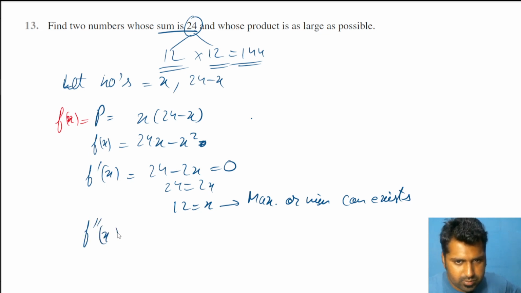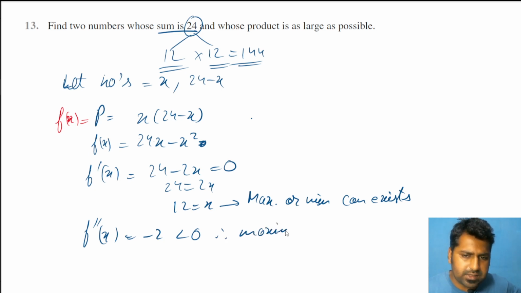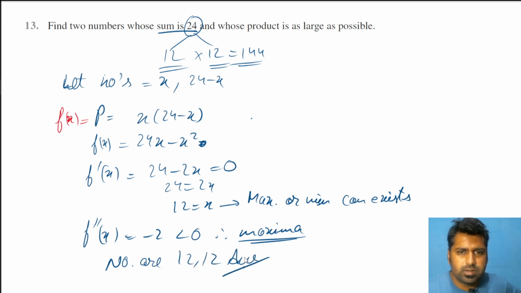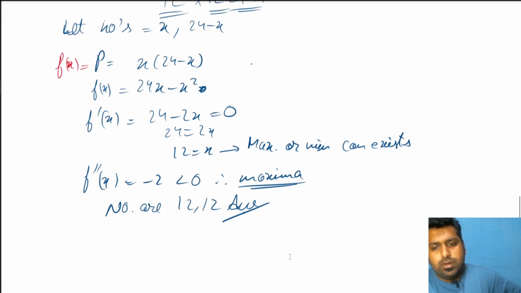F double dash x, what's coming out to be? If we differentiate this one more time, 24 differentiation is 0, minus 2. It's coming minus 2. Clearly it is less than 0. Therefore, only maxima will exist at x equal to 12. So the numbers are: one is 12, another is 24 minus 12, also 12. All right, done. Let's see the next one.